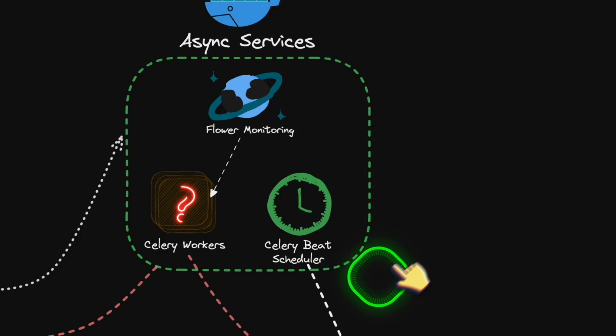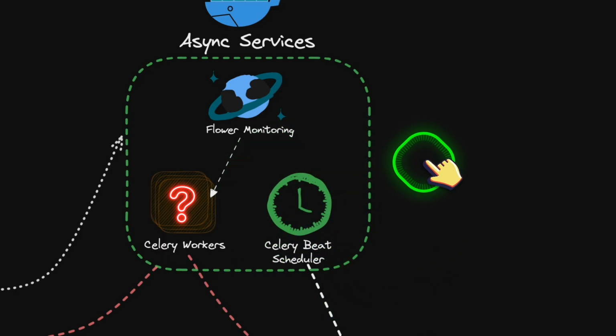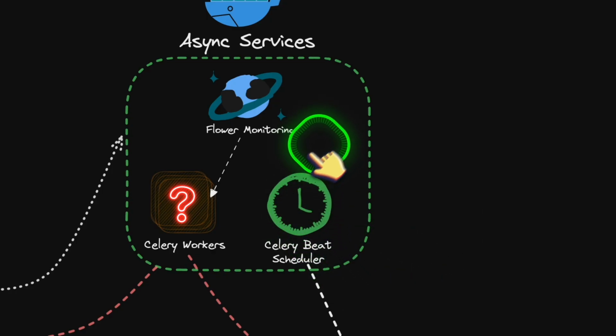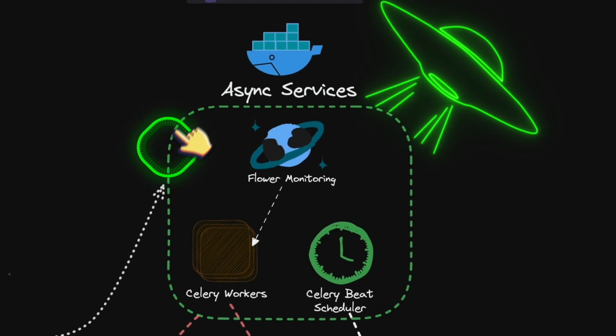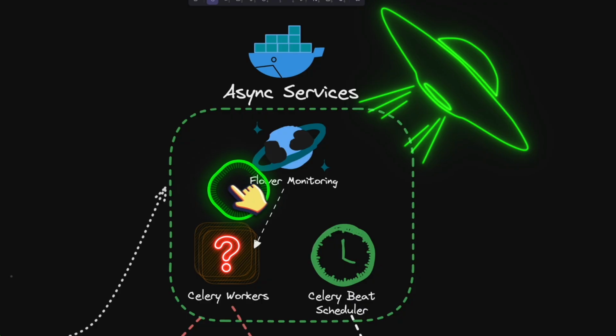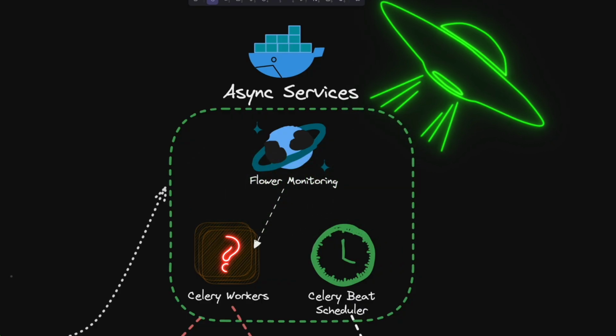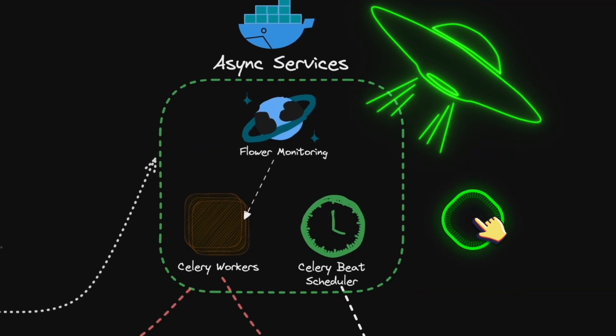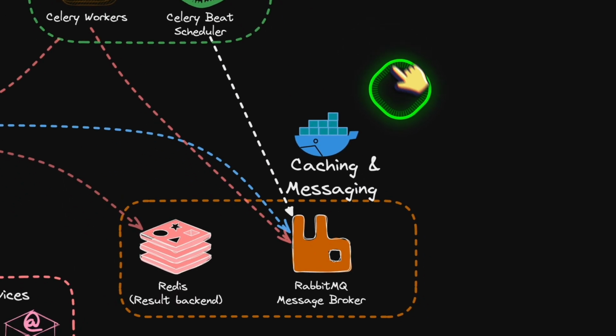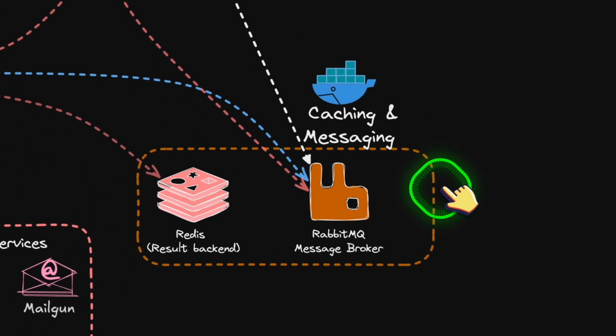Then we're going to have the Celery Beat scheduler that is going to help in scheduling periodic tasks like daily machine learning training, etc. Then we're also going to be setting up Flower monitoring. Flower is a tool that is going to help us monitor the Celery task execution and performance using a web interface. Then we're going to have a caching and messaging layer.